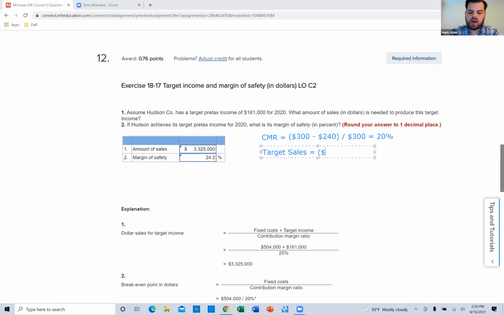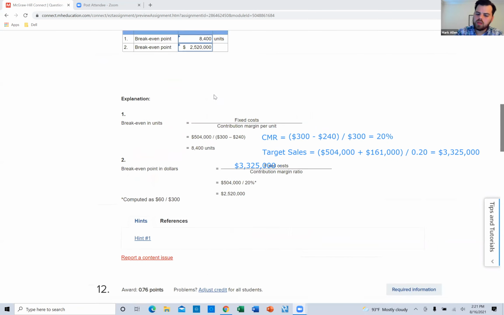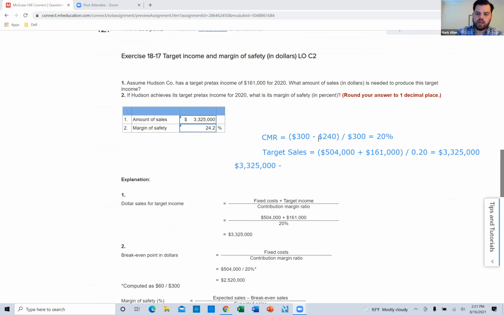So what I'm going to do is I'm just going to take that 3,325,000. I'm going to subtract my break-even number that we got earlier, 2,520,000. So 2,520,000. And then I'm going to divide all of that by my actual expected sales of 3,325,000. And when I do that, I should come out to 24.20%. And that is what we find here. So there you have it.